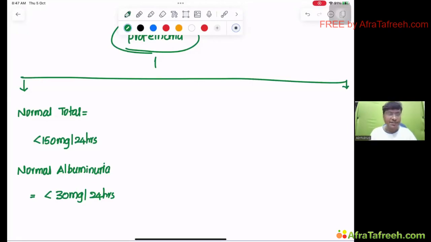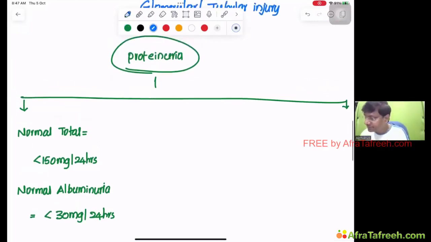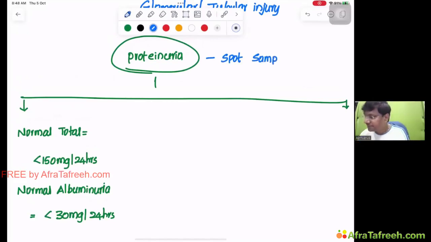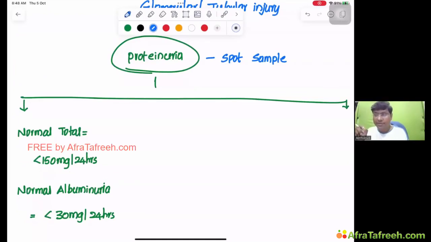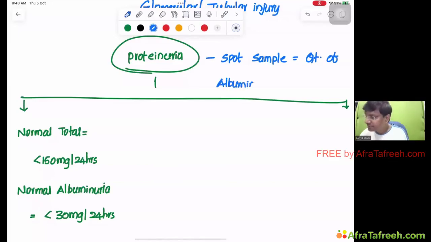Now, in order to avoid this particular error, we have come up with the spot sample. That means in one single urine sample, you will be able to estimate the quantity of albumin that is being excreted. So the quantity of albumin excreted can be calculated in a spot sample.